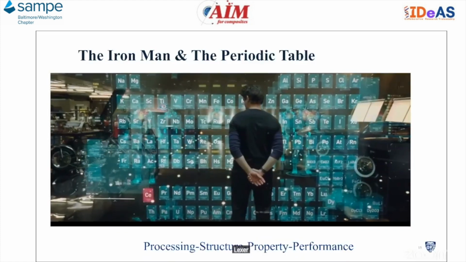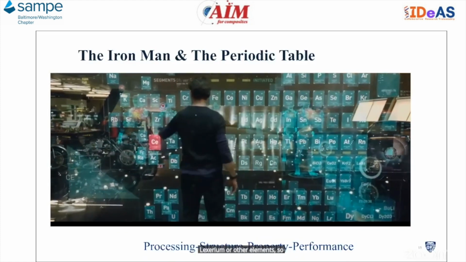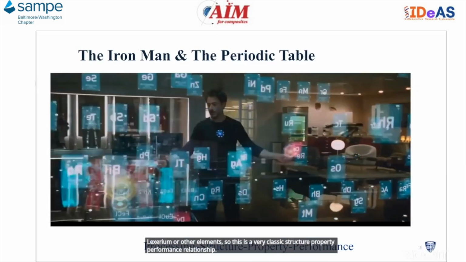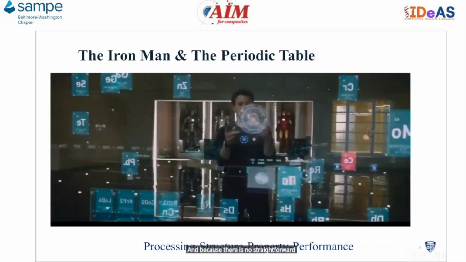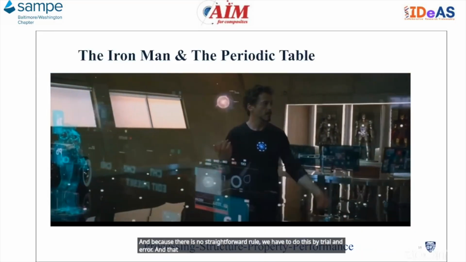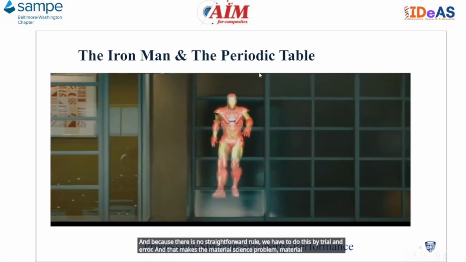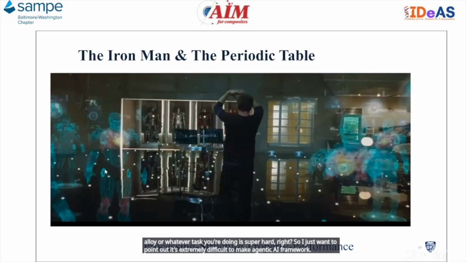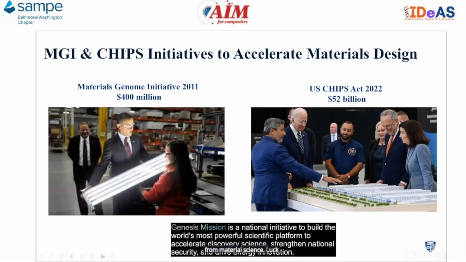So he selects like cerium or other elements. So this is a very classic structure property performance relationship. And because there is no straightforward rule, we have to do this by trial and error. And that makes the material science problem, the material design problem of alloy or whatever task you're doing, super hard, right? So I just want to point out it's extremely difficult to make an agentic AI framework for material science.